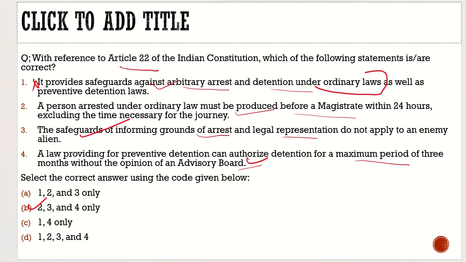Now statement 1 is also correct because preventive detention is allowed only in certain cases, it would be the exception, not always. You cannot arrest anybody you want, but there should be certain cases. Definitely this is also true. So the correct answer to it is option D.